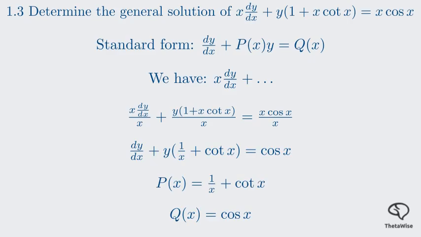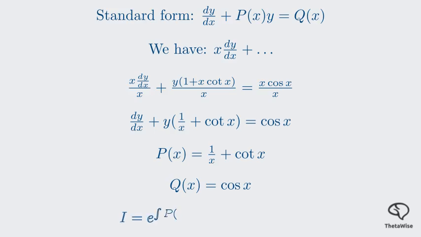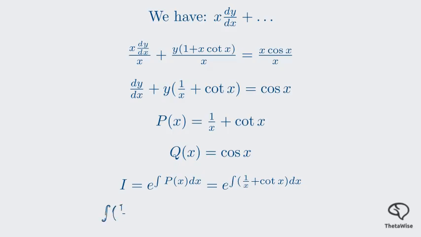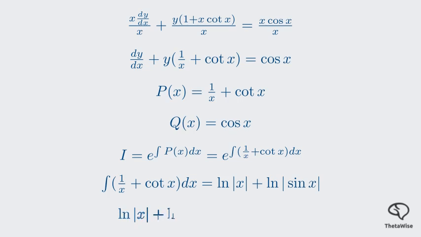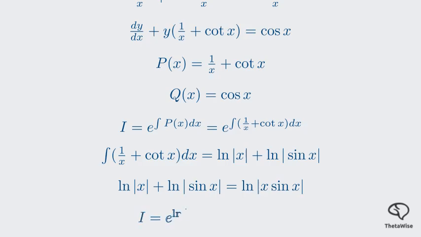Next, we find the integrating factor I. I equals e to the power of the integral of p(x) dx, which is e to the power of the integral of 1/x plus cot x dx. We can split the integral. The integral of 1/x is ln x, and the integral of cot x is ln of the absolute value of sin x. Using log properties, the sum of logs is the log of the product. So our integral is ln of x sin x. Therefore, the integrating factor I is e to the power of ln of x sin x, which simplifies to just x sin x.